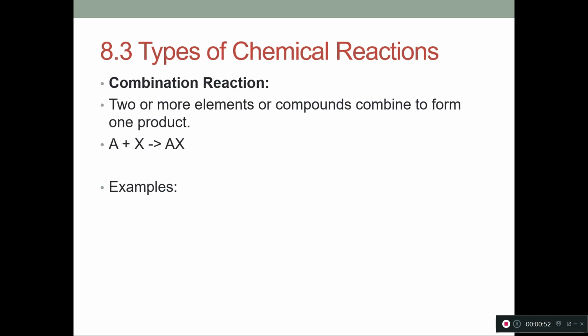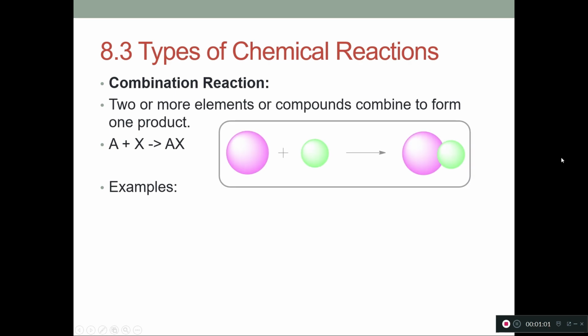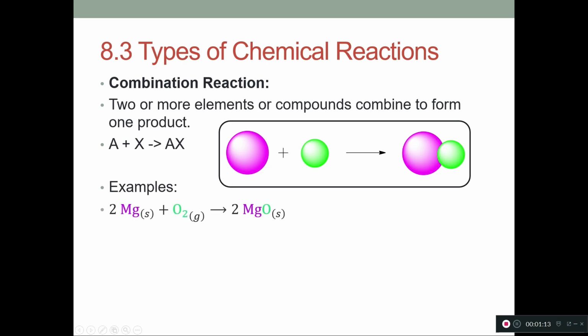The first one was the combination reaction, where two or more elements or compounds combine to form one product. So we have something like A here plus X becoming AX. So that would look something kind of like this, where we have the purple one here plus the green one here combining to form this compound here. So a few examples for this, we can have something like magnesium and oxygen coming together to form magnesium oxide. Or we can have something like copper and sulfur coming together to form copper sulfide.